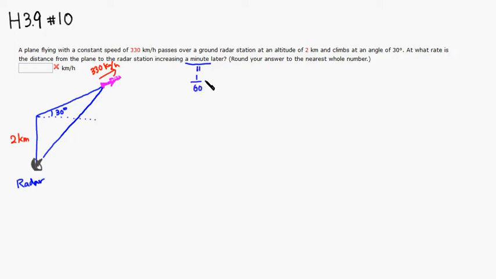1/60 hours, because it seems like everything is in hours, so let's stick with that. We have to give variables for the changing quantities. The distance from here to the plane, I'm going to give a variable. Let's call it x. So from here to there is x.